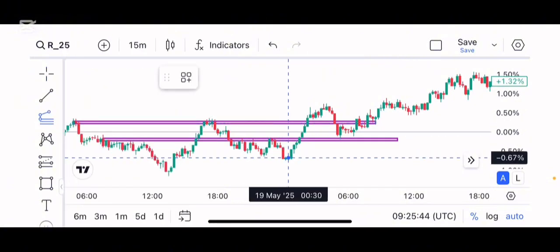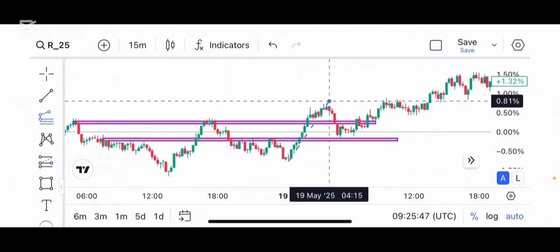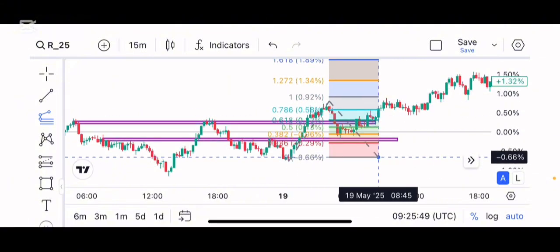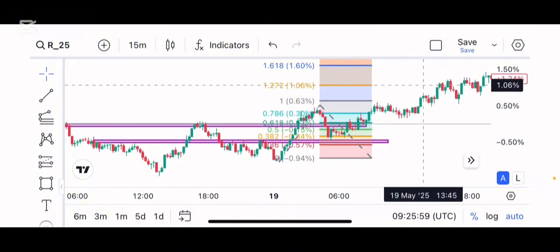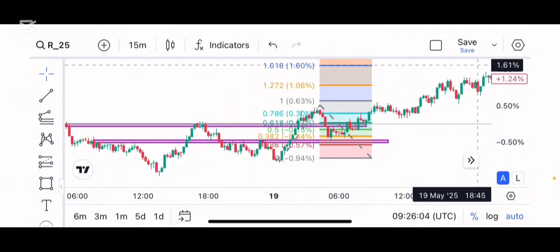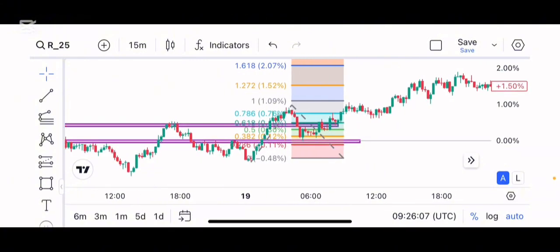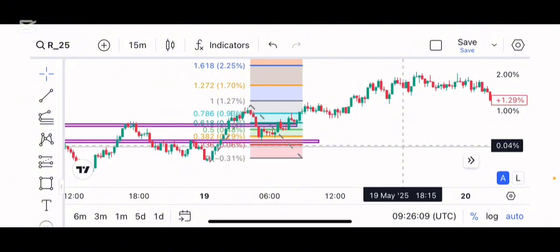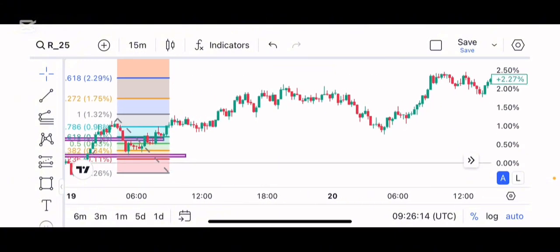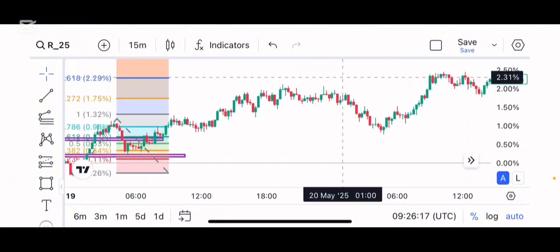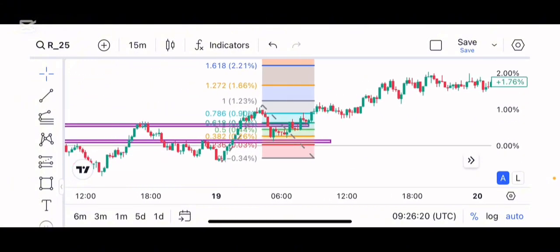So you take out the extension tool, tap it there, tap to the top and drop it all the way down. And like I said, if you're able to find your entries around this point, your take profits will be somewhere around 1.272 Fibonacci and also 1.618 Fibonacci. So you can see how the market was able to hit this take profit and most likely hit the 1.618 Fibonacci later on in the future. So this is how you take your trade, guys.